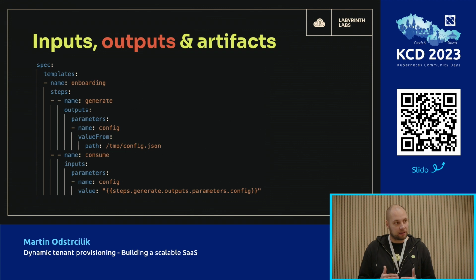When you want to pass data between individual steps of a workflow, you can do that by specifying output. So you can have a step in your workflow that generates, for example, some configuration file, and then have another step that will consume it.